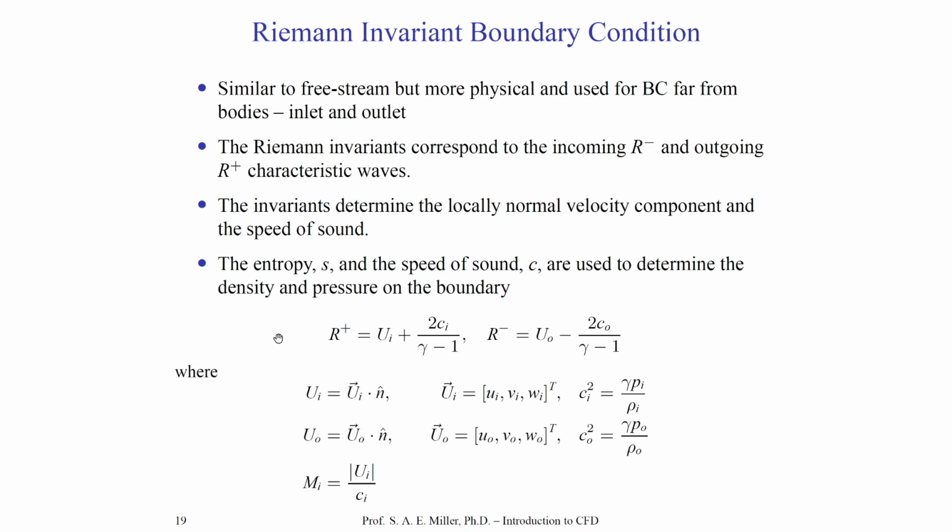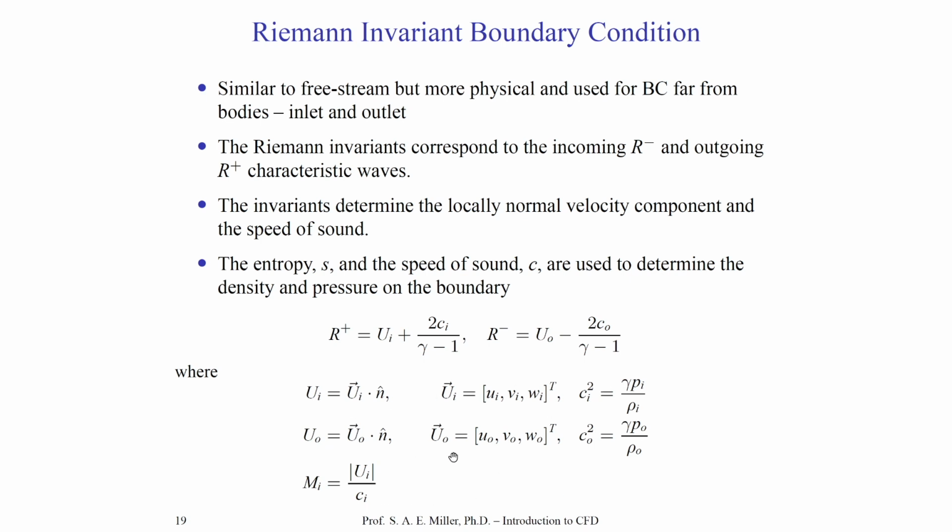So you can see the R plus and R minus, for the incoming and outgoing characteristic waves, are written as some velocity plus or minus 2 times the speed of sound divided by the ratio of specific heats, Cp over Cv, minus 1. The other values and definitions are shown below. For example, speed of sound is the square root of gamma p over rho, and M is, of course, u over c.